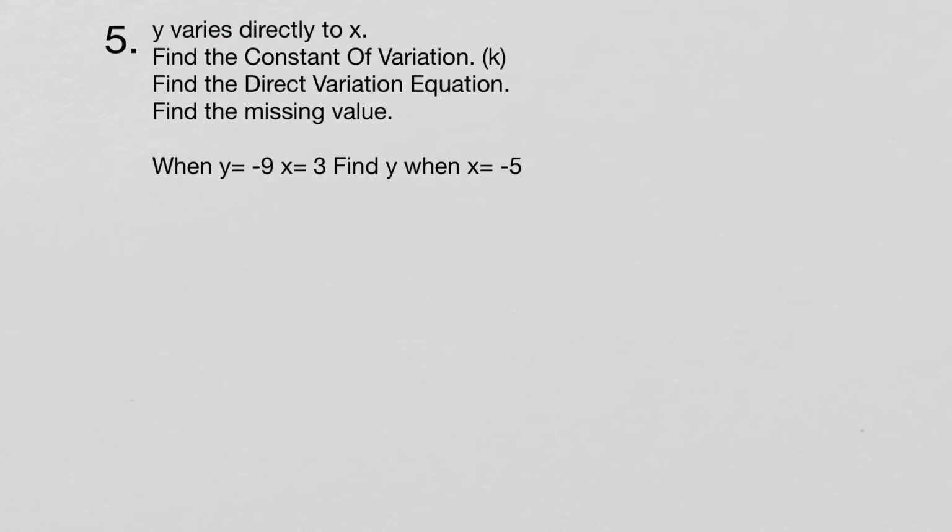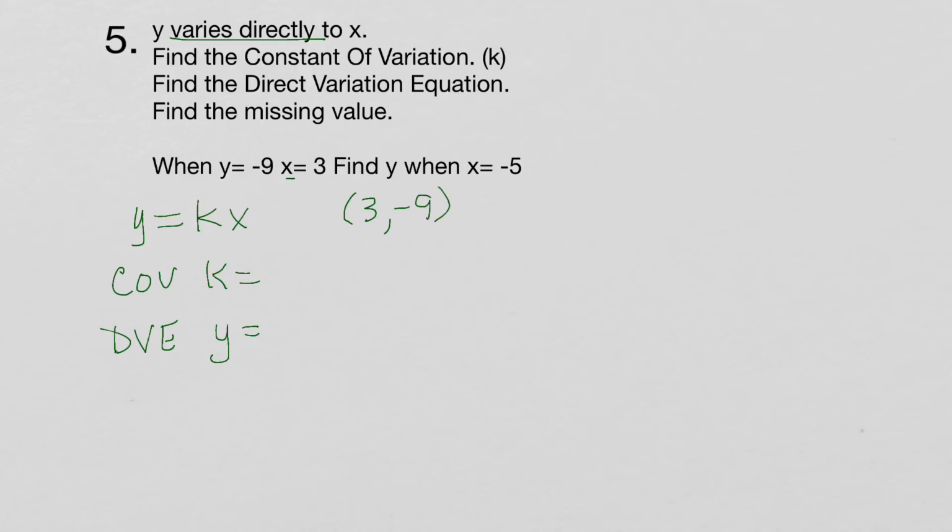All right, so we'll start again. As soon as we see varies directly, I know that I need to write y is equal to kx. I'm going to find my COV, so I'm going to find k, and I'm going to find my DVE, so I'm going to find my y equals equation. The first thing I'm going to do is find my ordered pair. So the ordered pair is 3, because that's x, and negative 9. This is x, this is y.